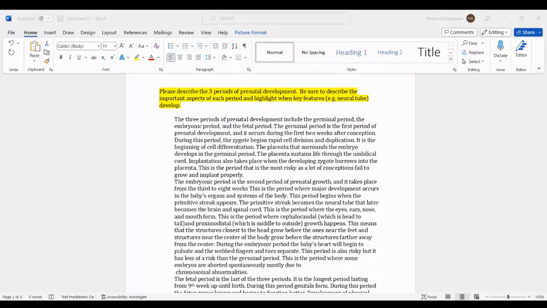Hi guys, today we are going to be talking about three periods of prenatal development. In this question, it asks to describe the three periods of prenatal development and also to describe the important aspects of each period and highlight one key feature, such as the neural tube developing. So, let's go over what the three periods of prenatal development are. Prenatal development includes the germinal period, the embryonic period, and the fetal period.